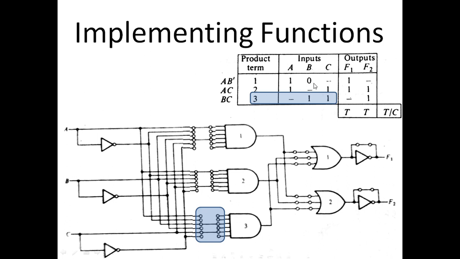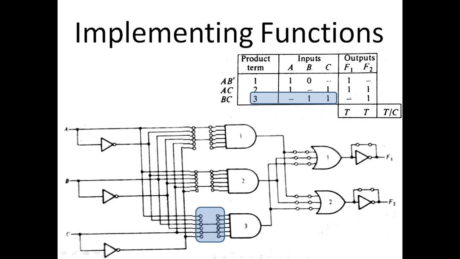Look at the inputs column. We have 1, 1 under B and C. 1, 1 means keep the connection for B and C. If there would be 0, we would keep the connection from B prime, and if there would be 0 under C, we would keep the connection from C prime. So for 1 and 0, keep the connection. But if it is 0, it is complemented. If it is 1, it is normal.